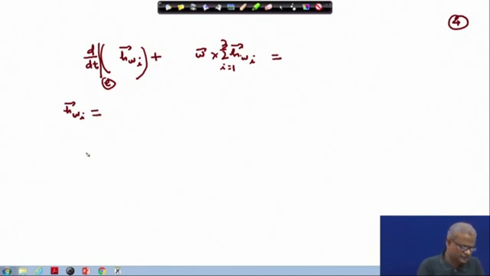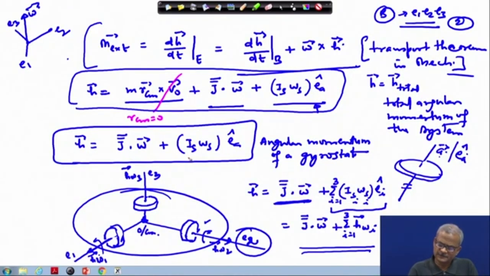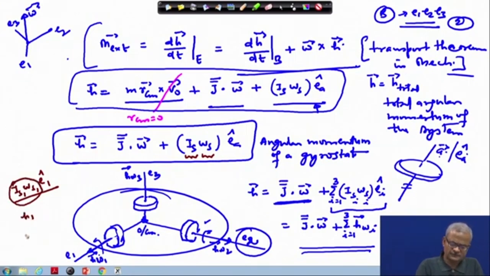Now, h w I, this term we need to expand and look into. Okay. So, if you look here in this part, I s times omega s times E a cap, if it is along the first direction. So, instead of writing E a cap I can replace this as E 1 cap, and this is along the first direction. So, spin along the first direction, and this is the term which we have written as H 1. Okay. And h 1 multiplied by e 1 cap we are writing as h w 1, because this is for the wheel, w stands for the wheel.